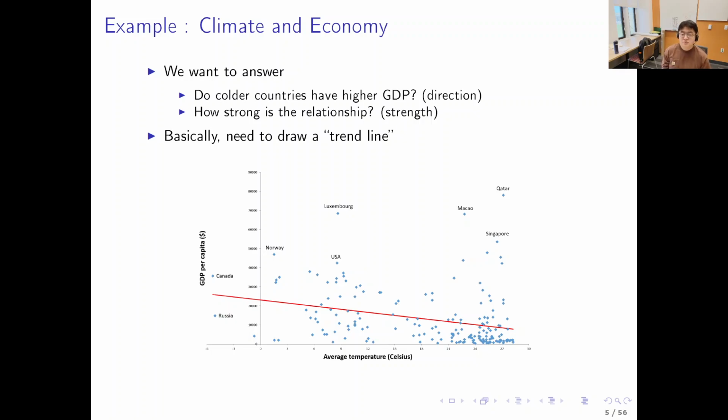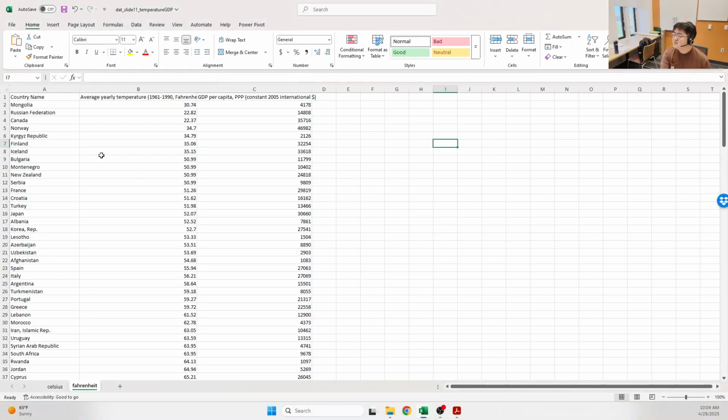Hello. Today we are going to use the data about annual average temperature by country and the GDP per capita by country. And I will show you how to make a scatter plot and how to make a trend line first. And then I'll show you how to calculate the covariance and correlation coefficient on Excel. So let's look at the Excel file.